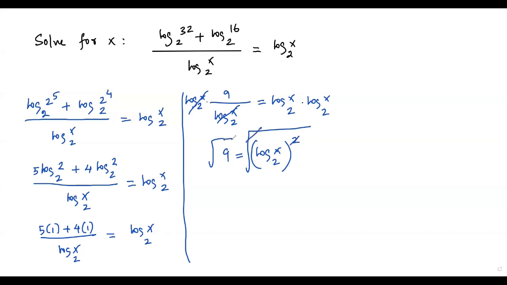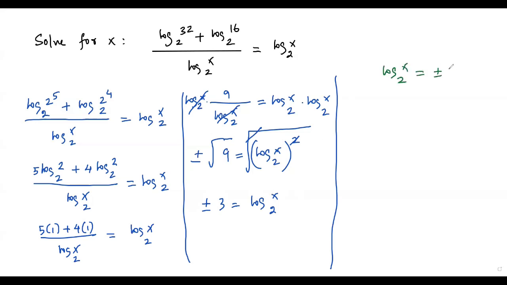When I take the square root of 9 on the left side, the sign in front of the square root will be positive or negative. In the next step, the square root of 9 is just 3. And on the right side, we have log x to the base 2. Now let me take the equation over here. I'm writing the last step of the equation as log x to the base 2 equals positive or negative 3.